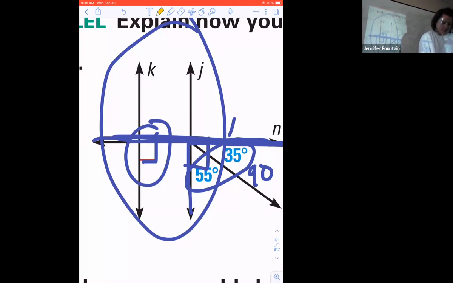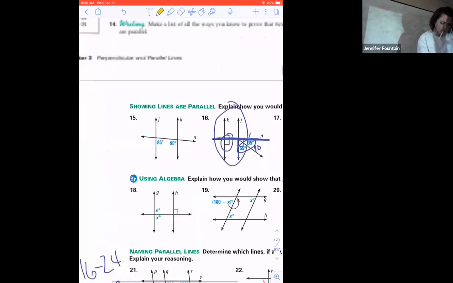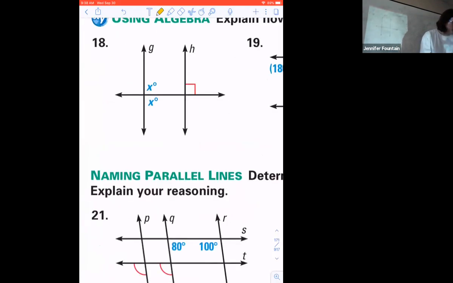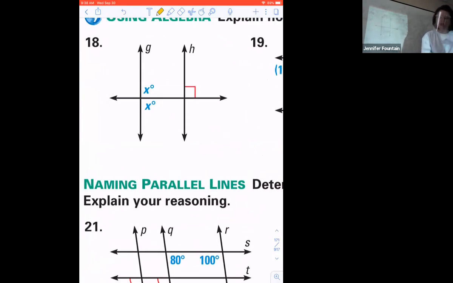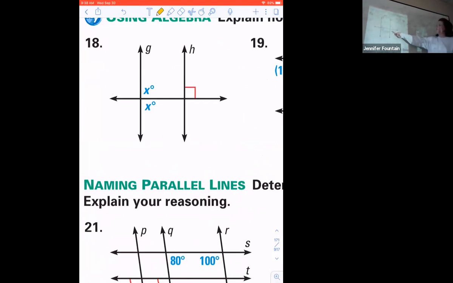Okay, then number 18. Explain how you would show that G is parallel to H. Okay, so we've got G and H. If we know that this is 90 degrees, what is this one? X is equal to 90. So we know we've got 90 degrees and 90 degrees, and we've got the transversal there, then we know that those are going to be 90 degrees as well, okay?